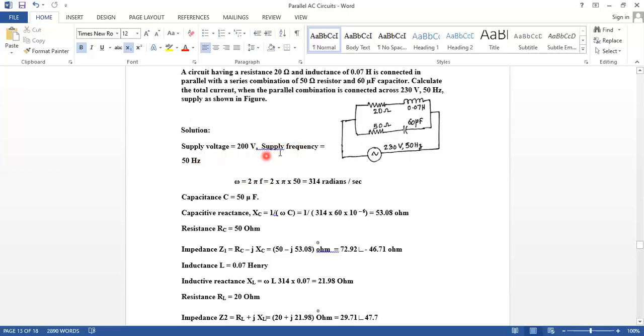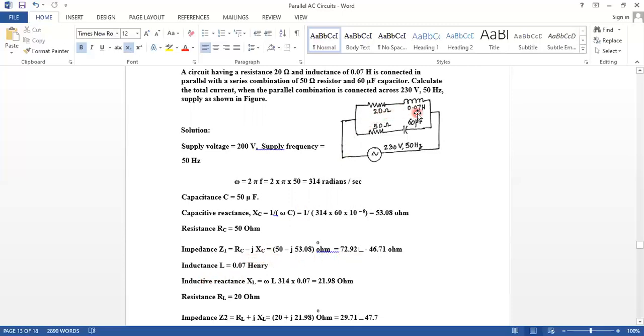Okay, supply voltage is given, supply frequency is 50 hertz. Now the omega value, we find out with the 50 hertz frequency. Capacitance is given, find out capacitive reactance, and resistance, 5 ohms. So the impedance in the first circuit, that is this circuit, is RC minus JXC. So you get this value.